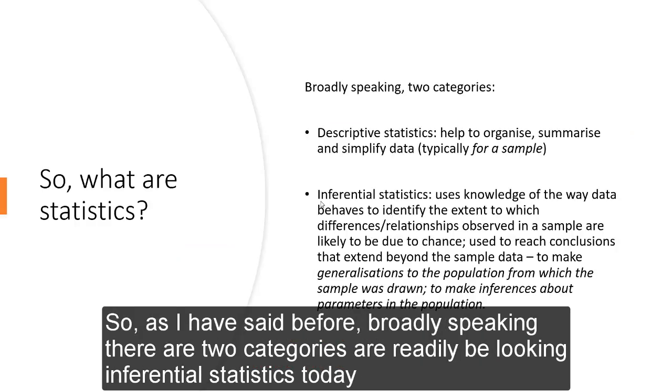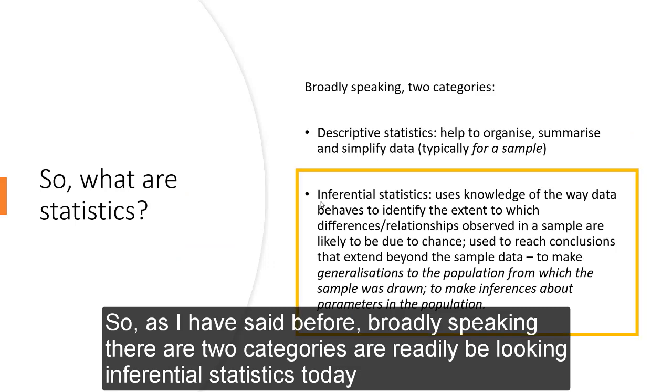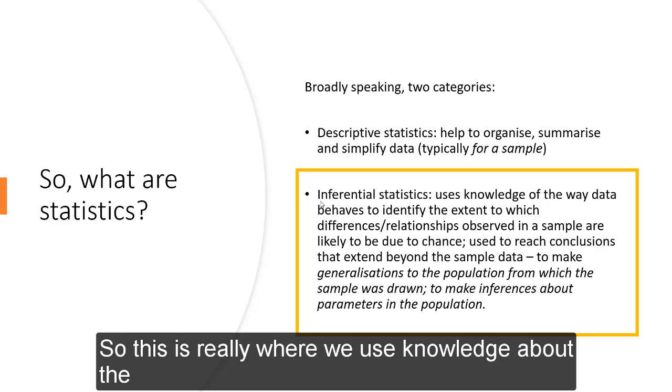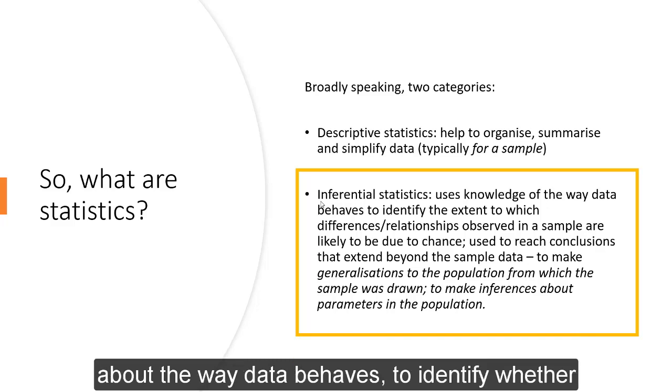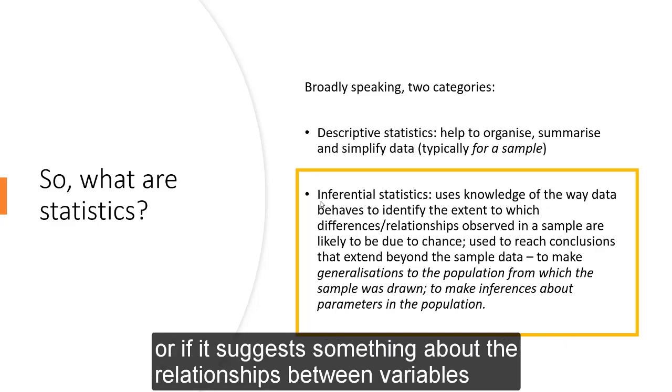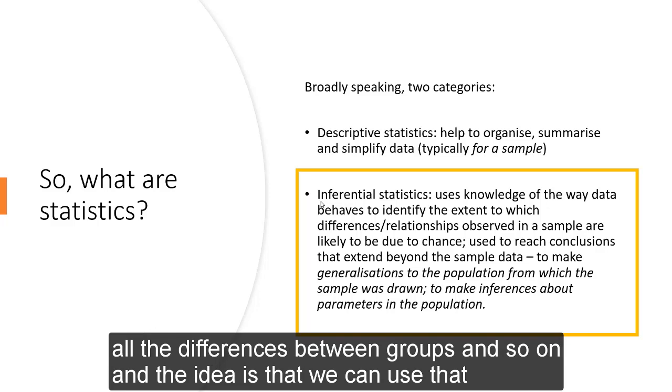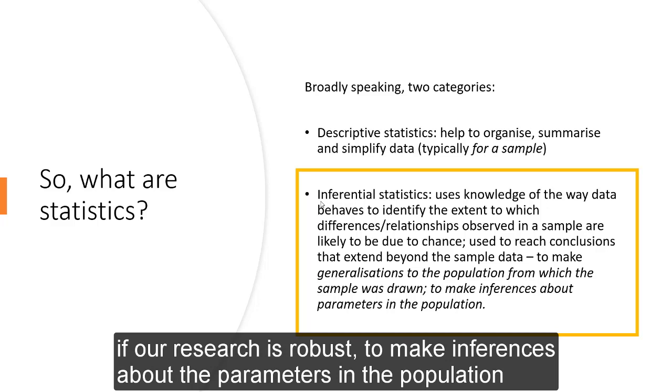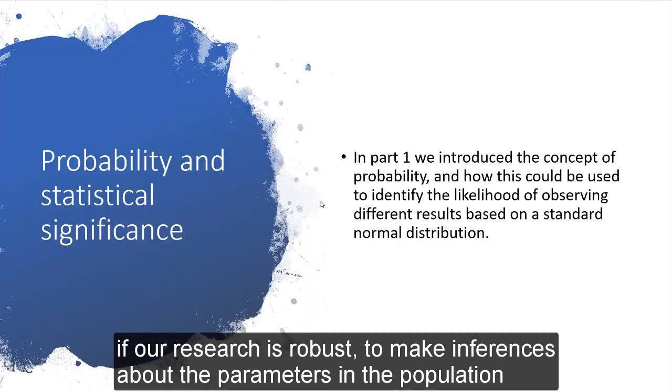So as I've said before, broadly speaking, there are two categories, and we're going to be looking at inferential statistics today. This is where we use knowledge about the way data behaves to identify whether values we've observed in a sample are likely to have occurred by chance, or if it suggests something about the relationships between variables or the differences between groups and so on. And the idea is that we can use that, if our research is robust, to make inferences about the parameters in the population.